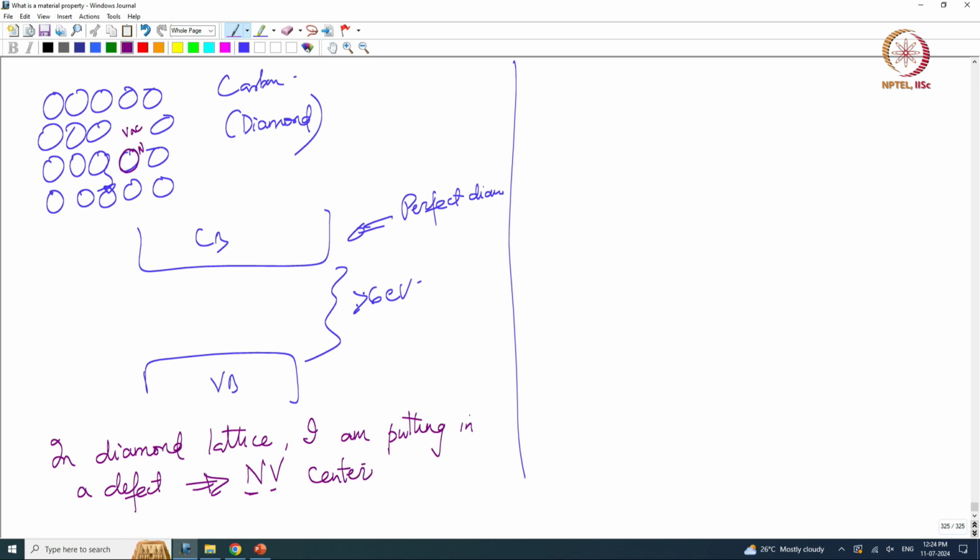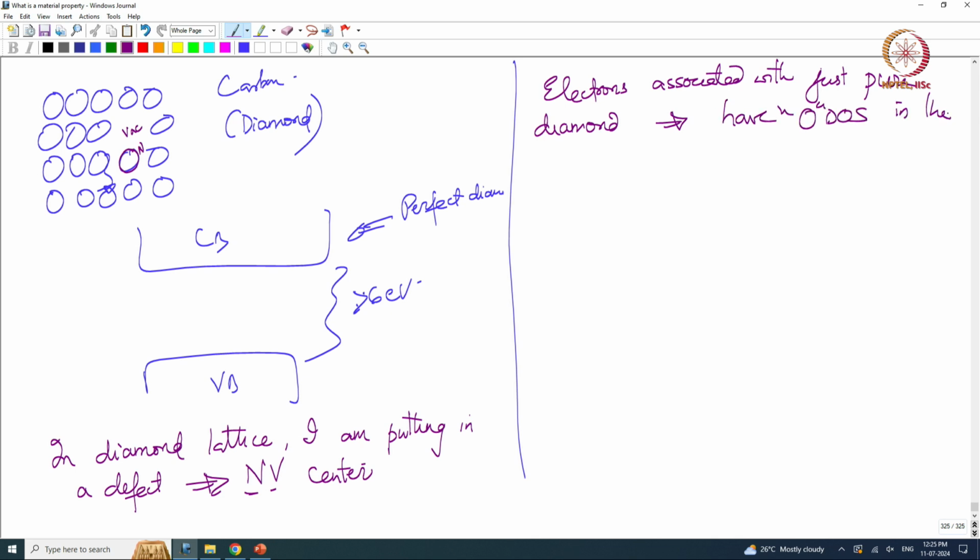Now I ask the question: there are certain electrons associated with this defect, so what are the energies of these electronic states? If electrons are associated with just pristine diamond or pure diamond, they have zero density of states in the band gap. So I cannot find an electron in diamond which has energies between the conduction band and valence band. There are going to be no electrons between the conduction band and valence band.